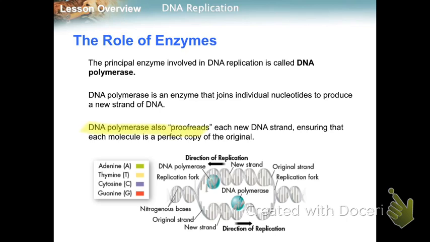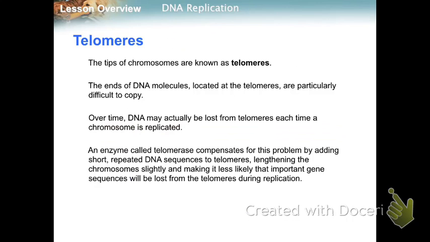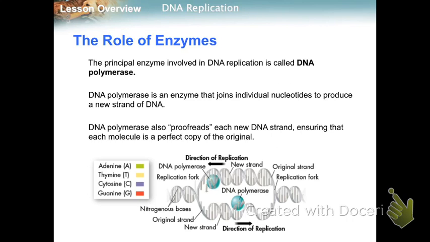The other thing that DNA polymerase does is it proofreads. Quality assurance. It proofreads each new DNA strand, making sure that each molecule is a perfect copy of the original. There's another enzyme involved called ligase that links everything all together. Here, let me go back. Sorry. Ligase, once the DNA polymerase has added all the bases in, links the strands all together, seals it all up.